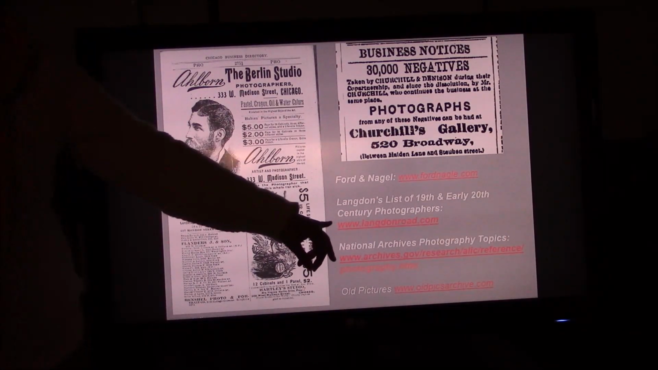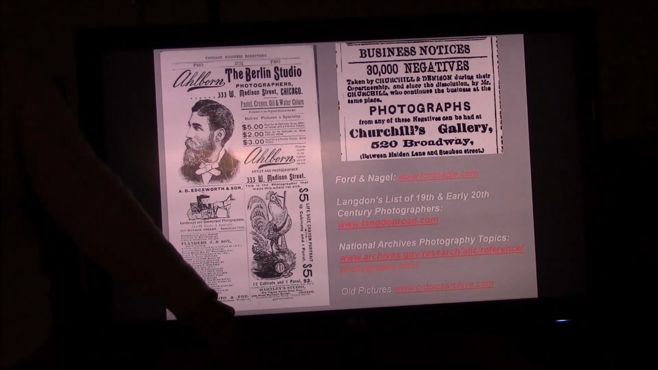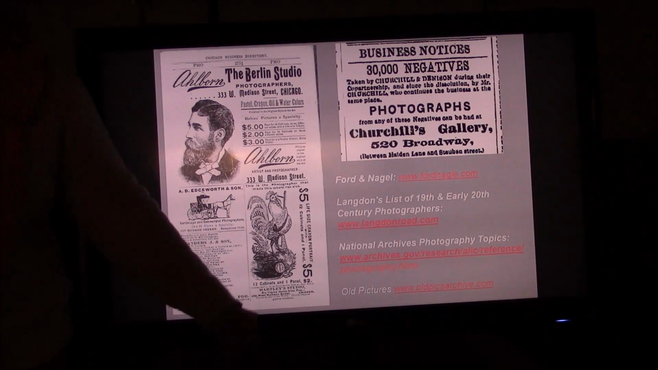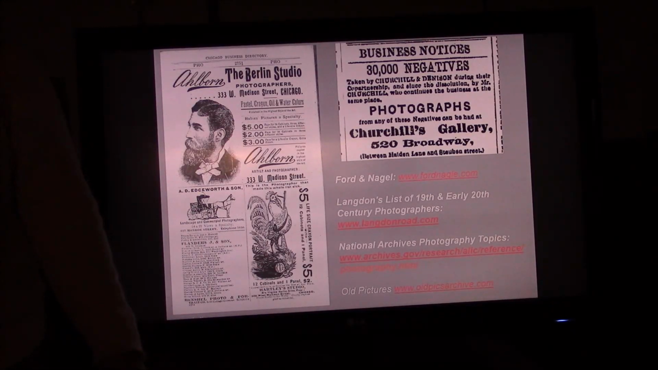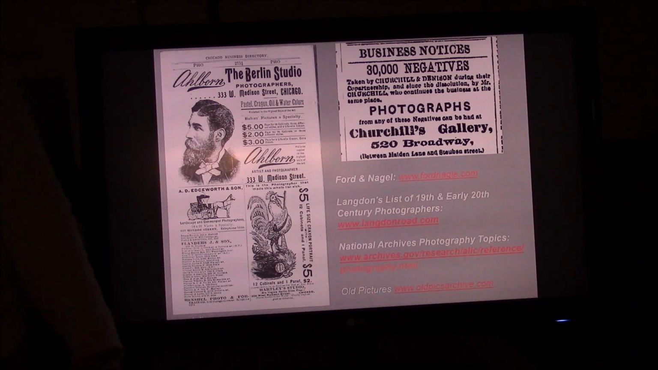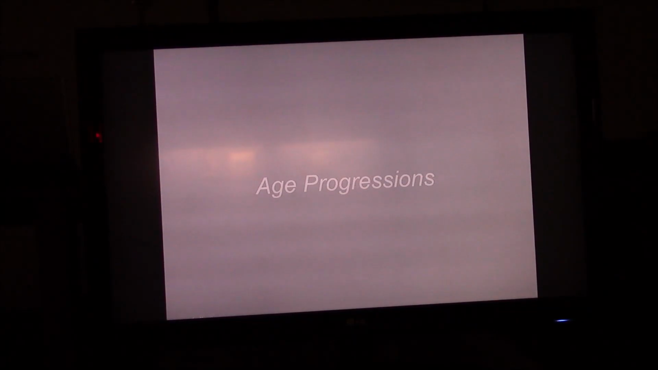Langdon's list, you've got it in your handout. She has a pretty elaborate list of photographers for New York. So she's got a really extensive list, alphabetical by name, of the studio. And if you find yours isn't there, you can reach out to her and she will add it to her list, and she'll try to do a little bit of research for you. But there are other sites out there where you can do that same search.